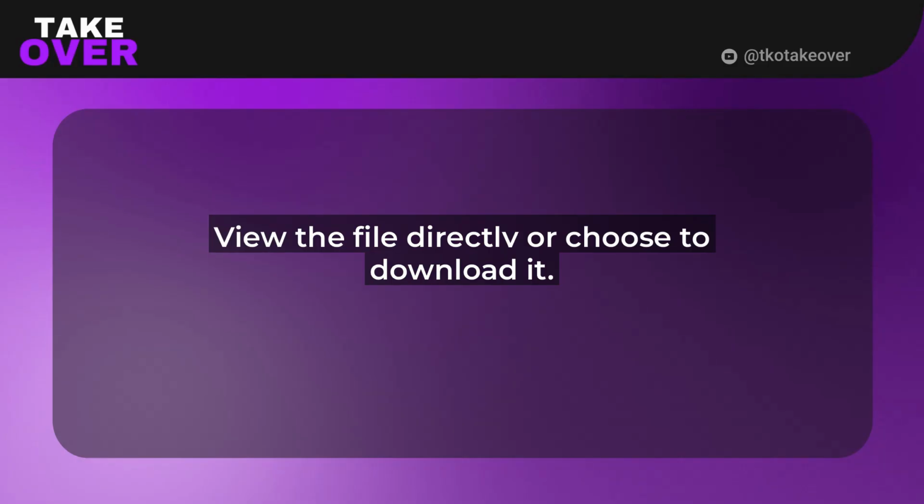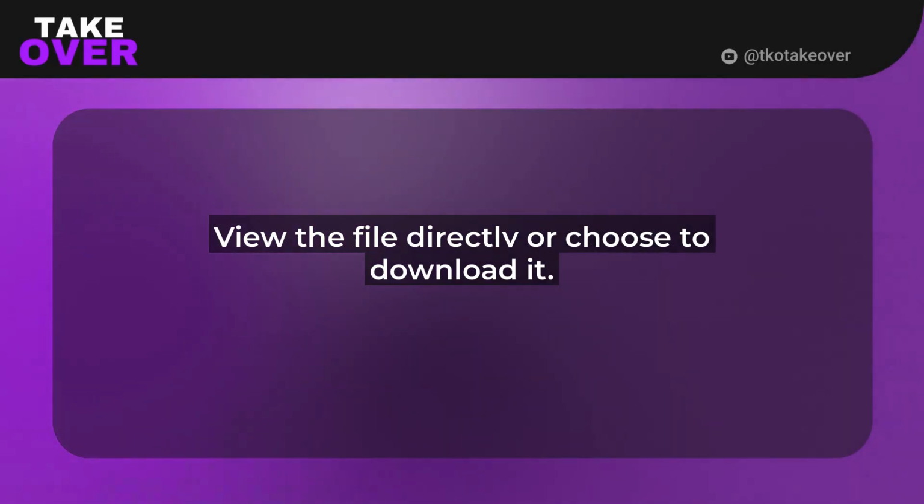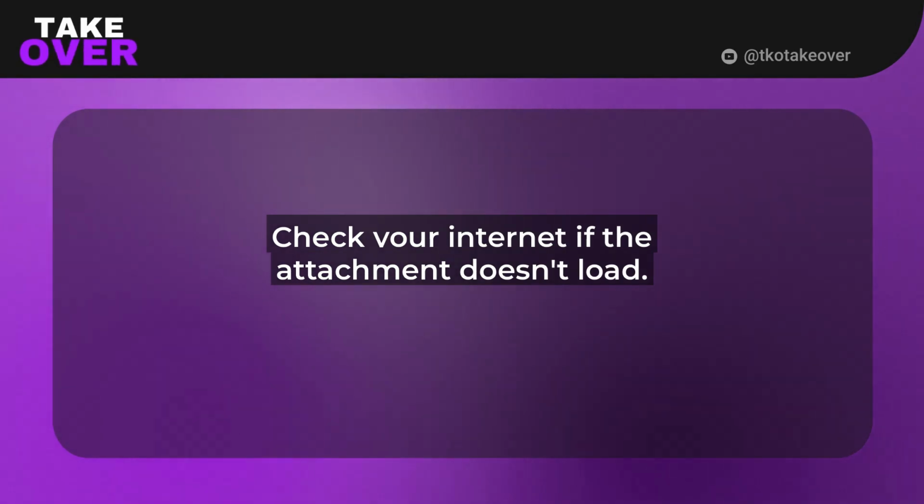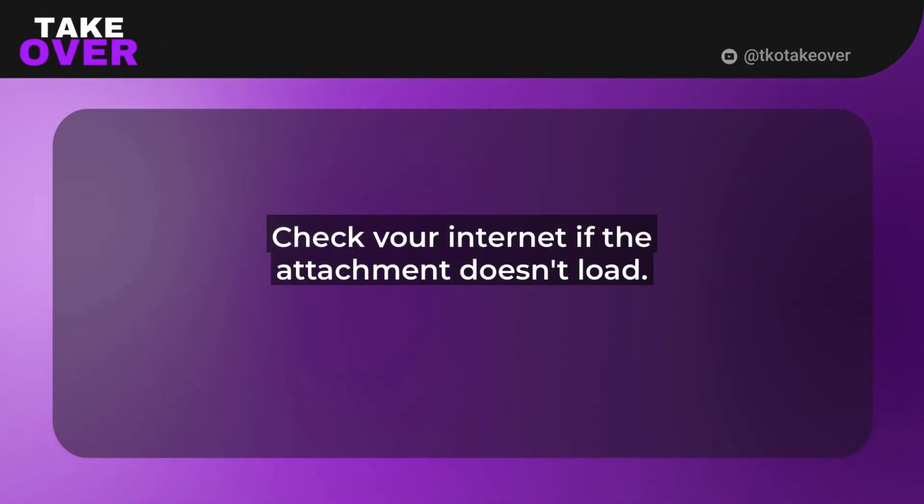One handy tip: if the attachment isn't loading, check your internet connection or ensure your browser is up to date. Yahoo Mail in 2025 also supports mobile viewing, so on your phone, open the Yahoo Mail app, select the email, and swipe to the attachment section. It's that simple. There you have it. Viewing attachments in Yahoo Mail is quick and hassle-free.